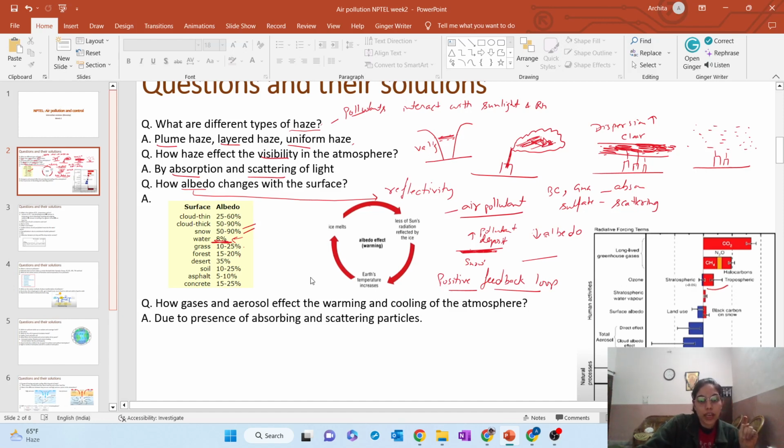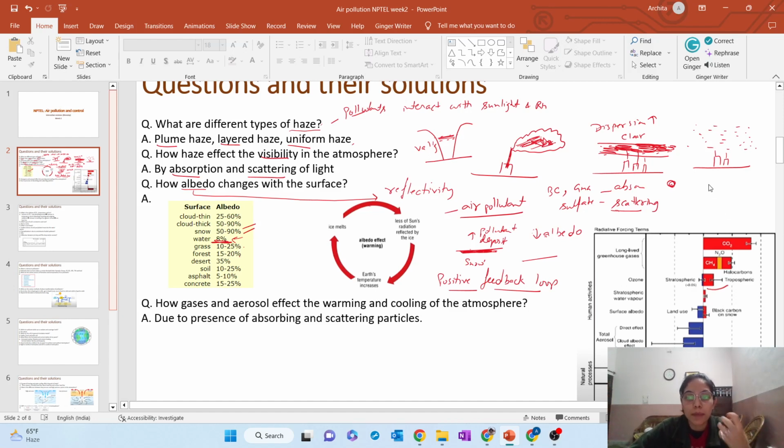Now, the next question is about the warming and cooling of the atmosphere. As I said, there are certain air pollutants which are absorbing, and certain air pollutants which are scattering in the atmosphere. If anything absorbs sunlight, what will happen? In a simple manner, take a black t-shirt or our black hair. It absorbs the sunlight, and it becomes warmer.